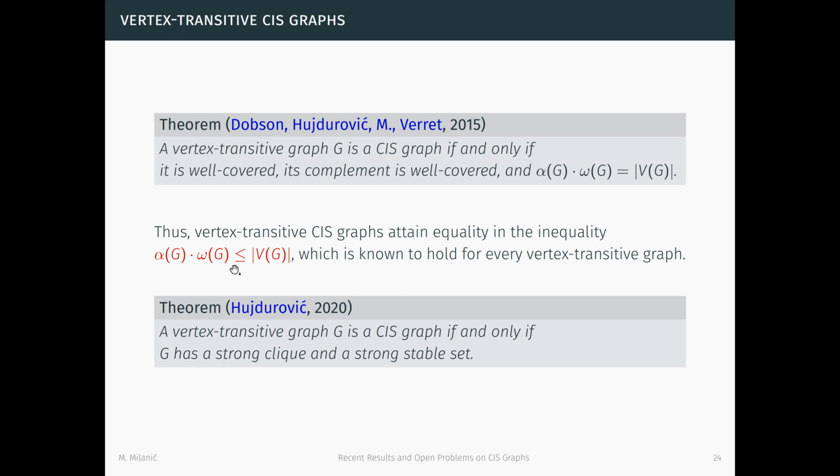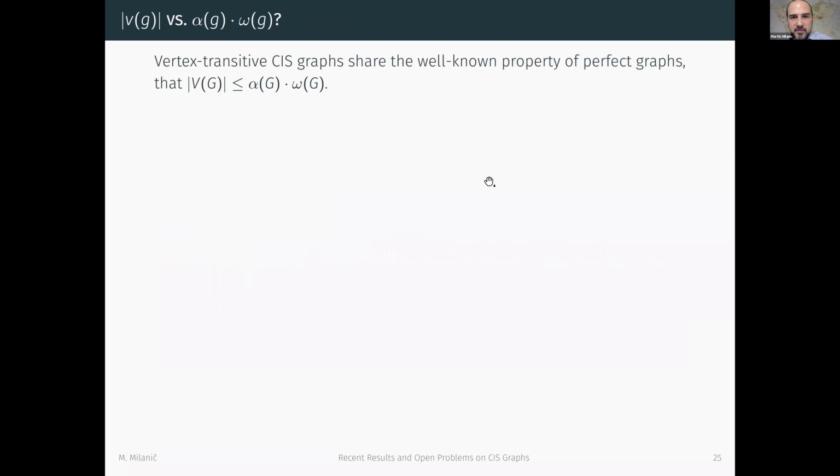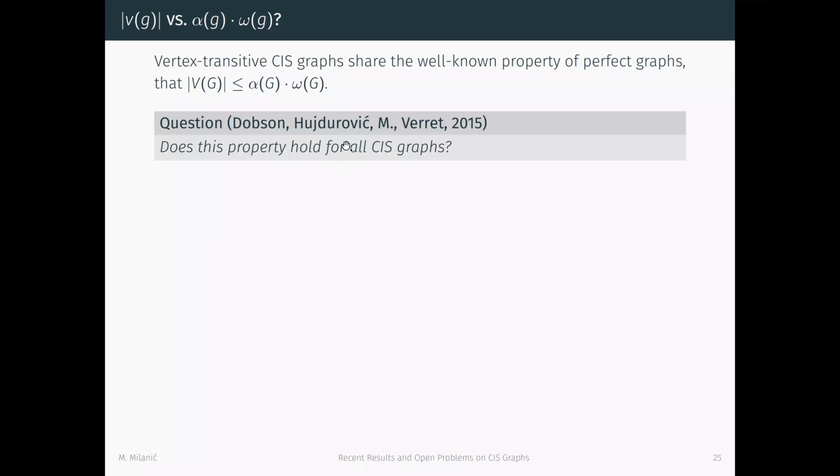Now, if you look at this inequality and you reverse it, you get an inequality which is true for perfect graphs. And vertex transitive CIS graphs satisfy it with equality. So they actually share this property of perfect graphs in the vertex transitive case. Motivated by this observation, we asked whether the property could hold for all CIS graphs, that the number of vertices is at most alpha times omega.